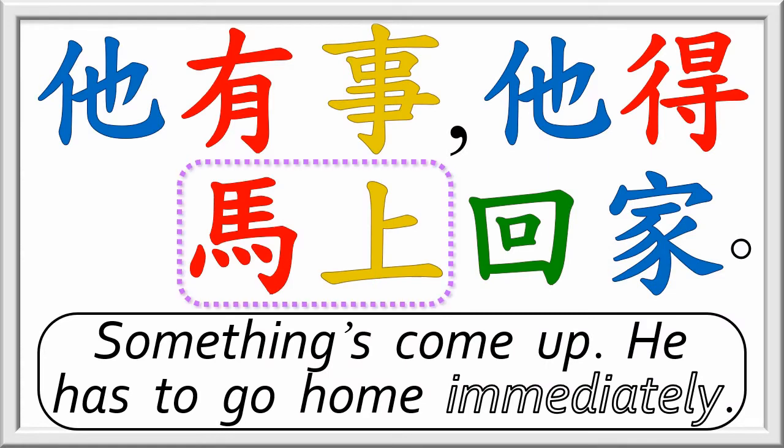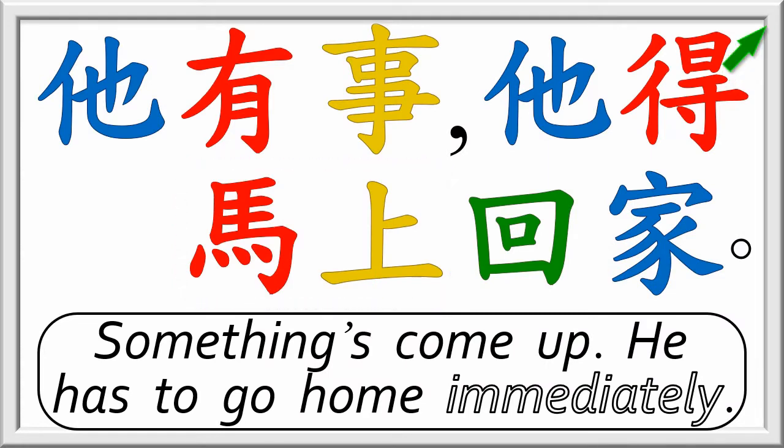Pronounced third tone. Ma, ma. Our first sentence contains probably the most common phrase using this character, the expression for right away, immediately, at once, literally, on horseback, 马上。他有事，他得马上回家。Something's come up. He has to go home immediately.